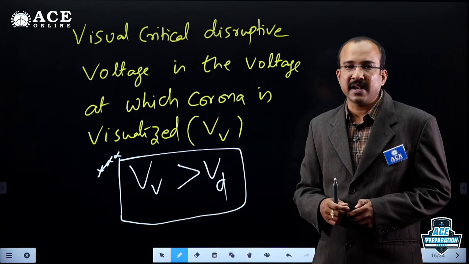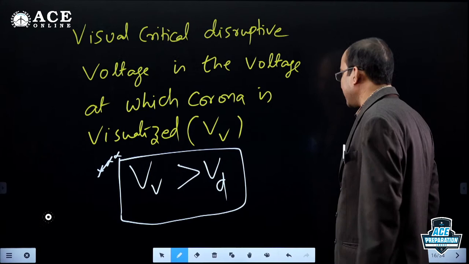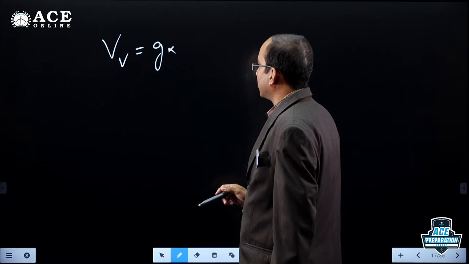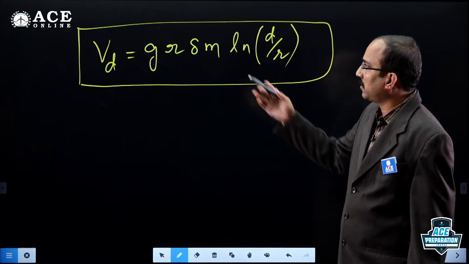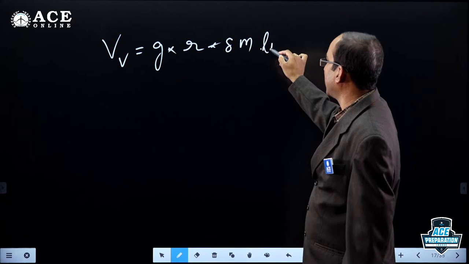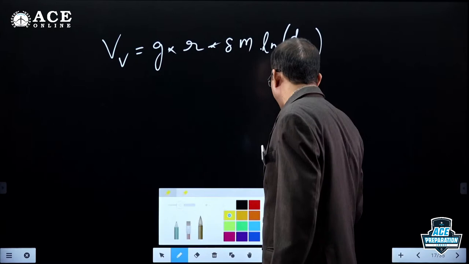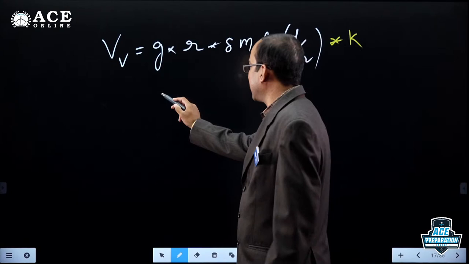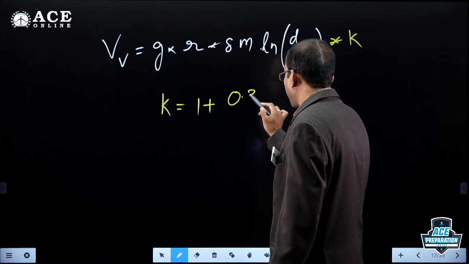Now, how do you calculate this visual critical disruptive voltage, Vv? We have already gone through the relation for critical disruptive voltage: g into r into delta into m into ln of d by r. Additionally, we need to include a factor, let it be some k, for calculation of visual critical disruptive voltage. What will be that factor? 1 plus 0.3 by square root of r into delta.